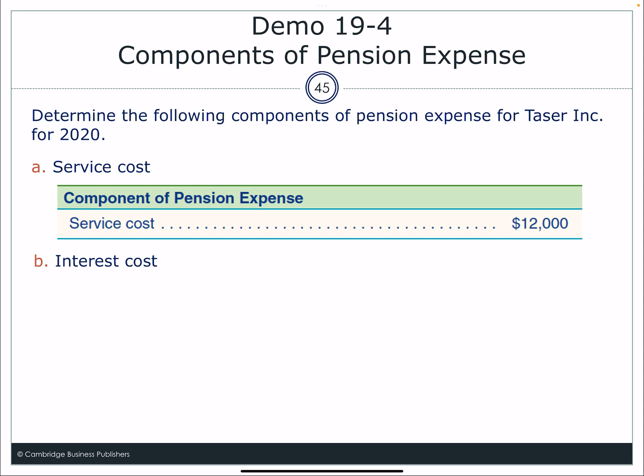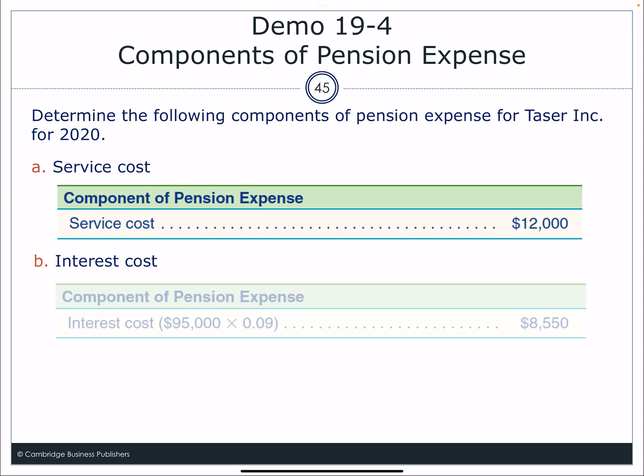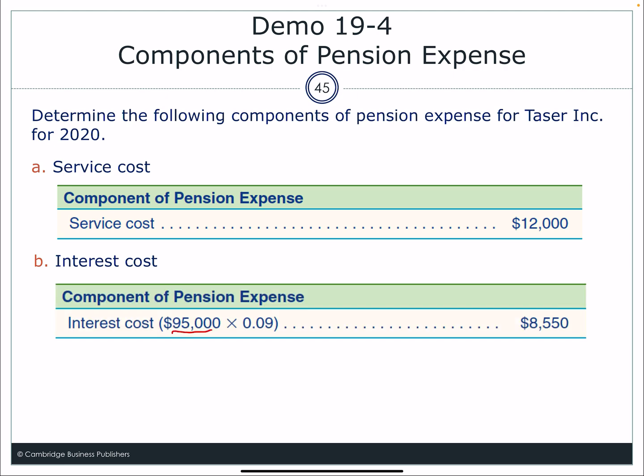Okay. Pension expense. We've got service cost of $12,000. That was given to us on the previous page. So that was given to us. Interest costs. Well, they told us that the PBO at the beginning of the year was $95,000, and they told us that our discount rate was 9%. So we can calculate $85.50.